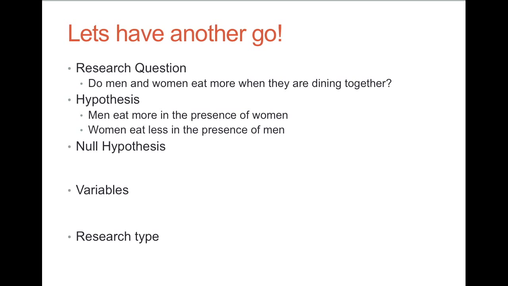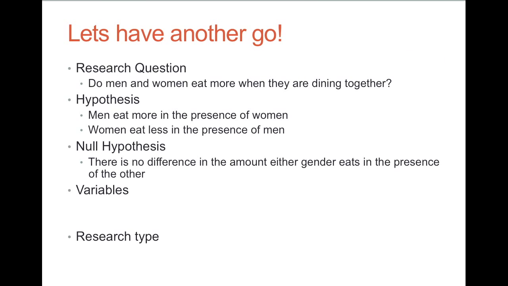Men eat more in the presence of women, and these are the hypotheses. Men eat more in the presence of women, and women eat less in the presence of men. That's our hypothesis. It's directional. It's making an educated guess. Then you have the null hypothesis. There is going to be no difference in the amount of food that either gender eats in the presence of the other. Now, what are our variables? Independent variable, gender.